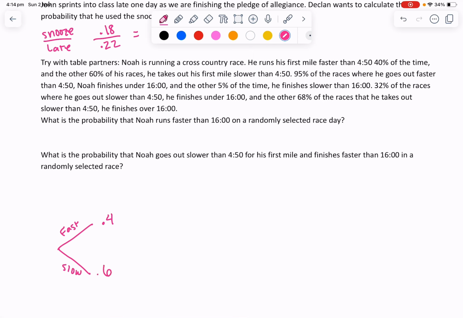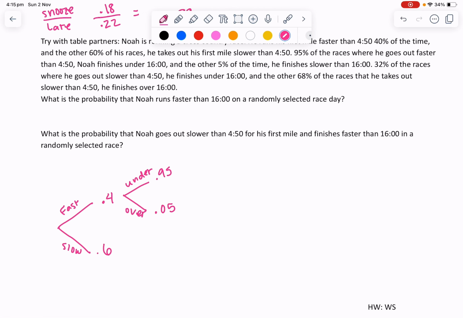95% of the races where he goes out faster than 4:50, he finishes under 16 minutes. Which means 5% of that time he still finishes over 16 minutes. 32% of the time when he goes out slow, he finishes under 16 minutes. So sometimes he still is getting under 16 minutes. Just got to finish pretty hard. And then 0.68. So what is the probability that he runs faster than 16 minutes on a randomly selected day?